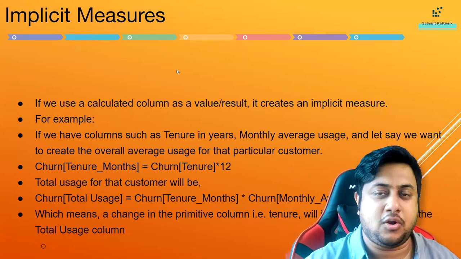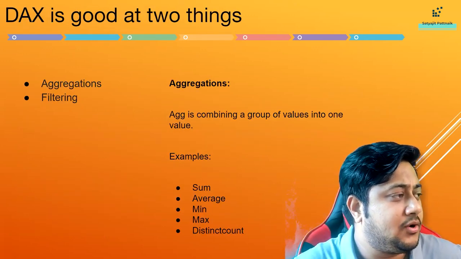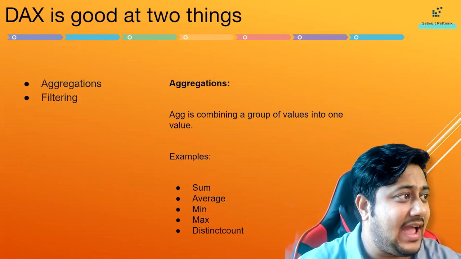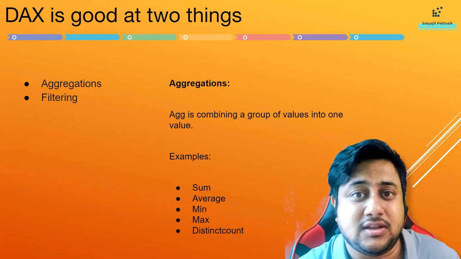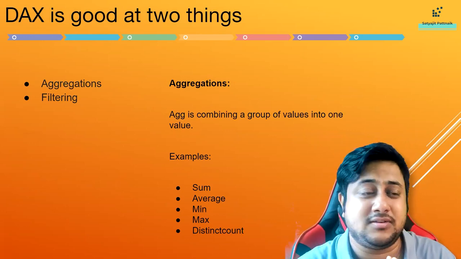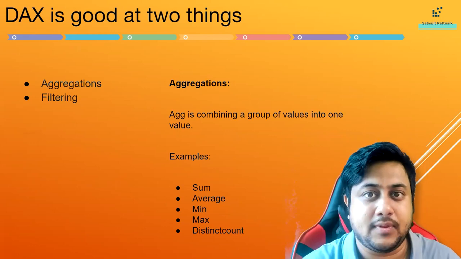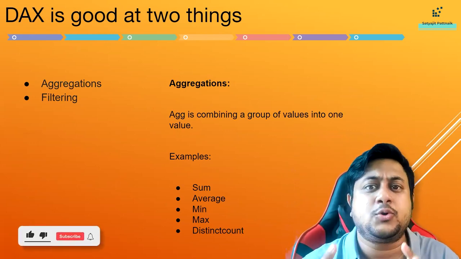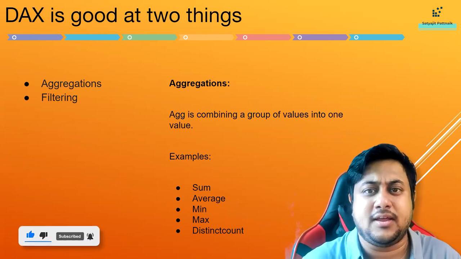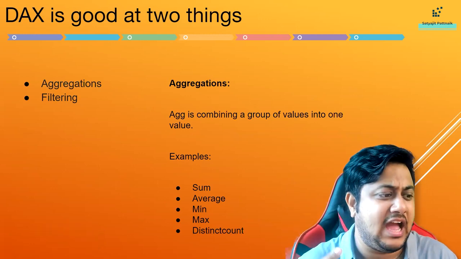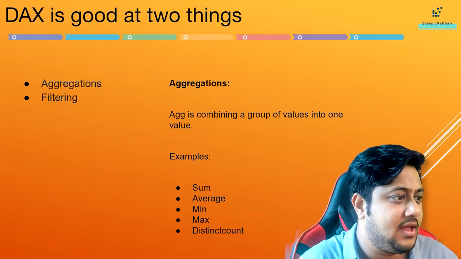Of course, we have a lot of videos related to DAX functions and all those things. Now, moving on to the next one, which is DAX is good at two things. Now, if somebody asks you why DAX, you can just simply answer these two things. One is aggregations. The second one is filtering. Aggregations, of course, how to aggregate? If we already know statistics and all those things, we know that we can aggregate using sum, average, minimum, maximum, distinct count. These are all your aggregators.